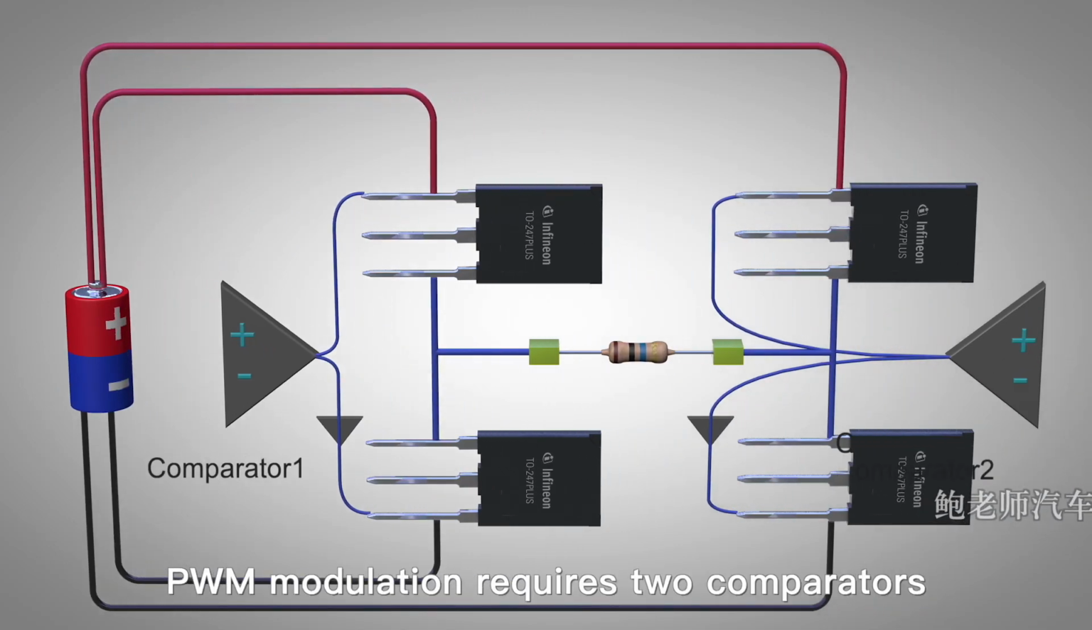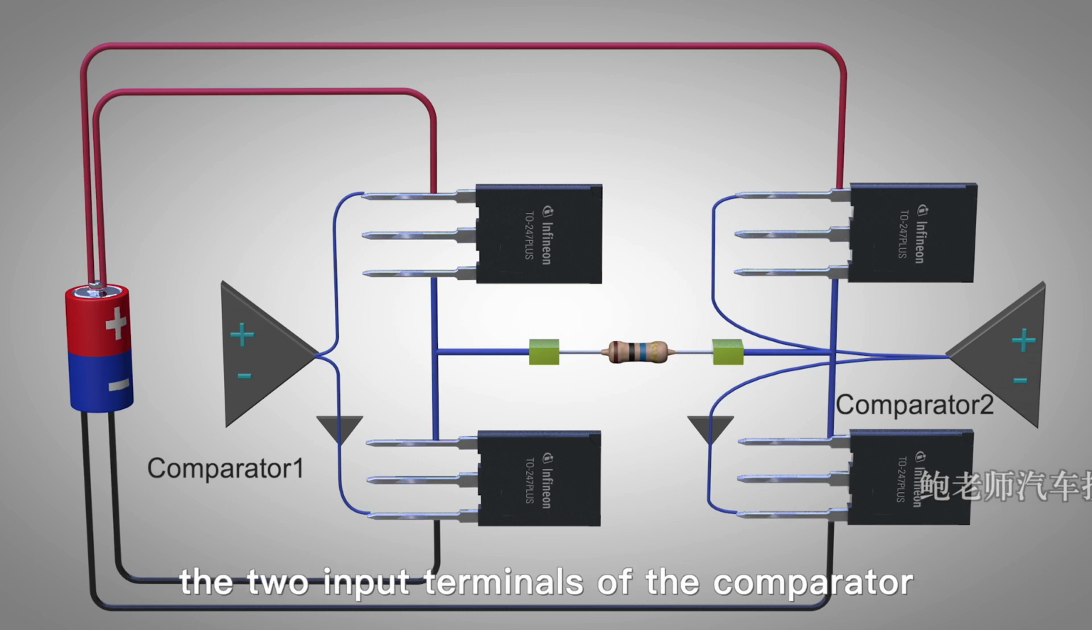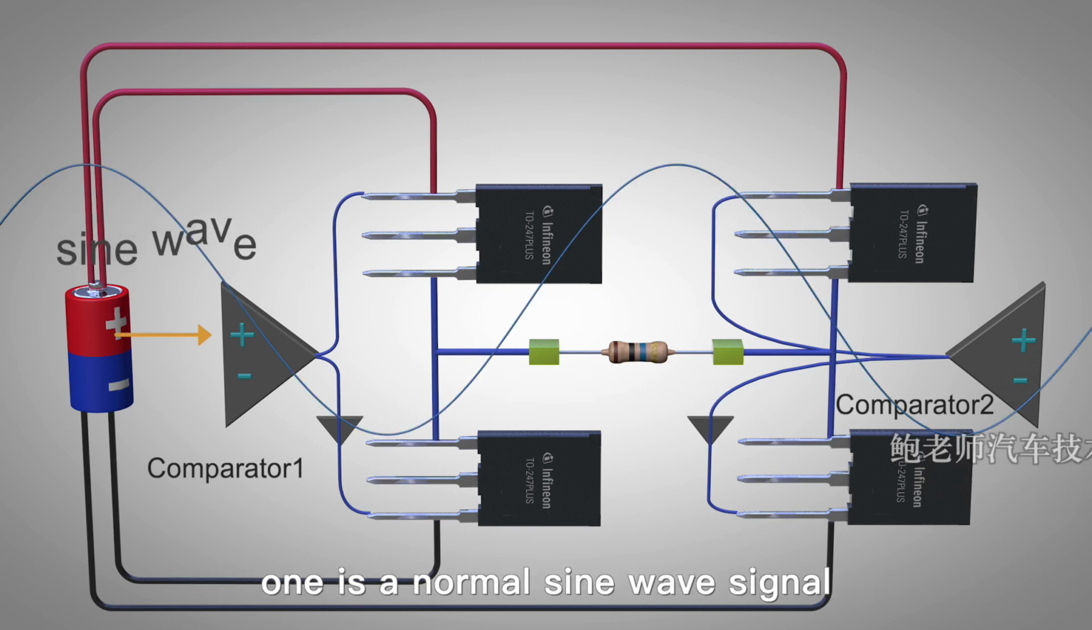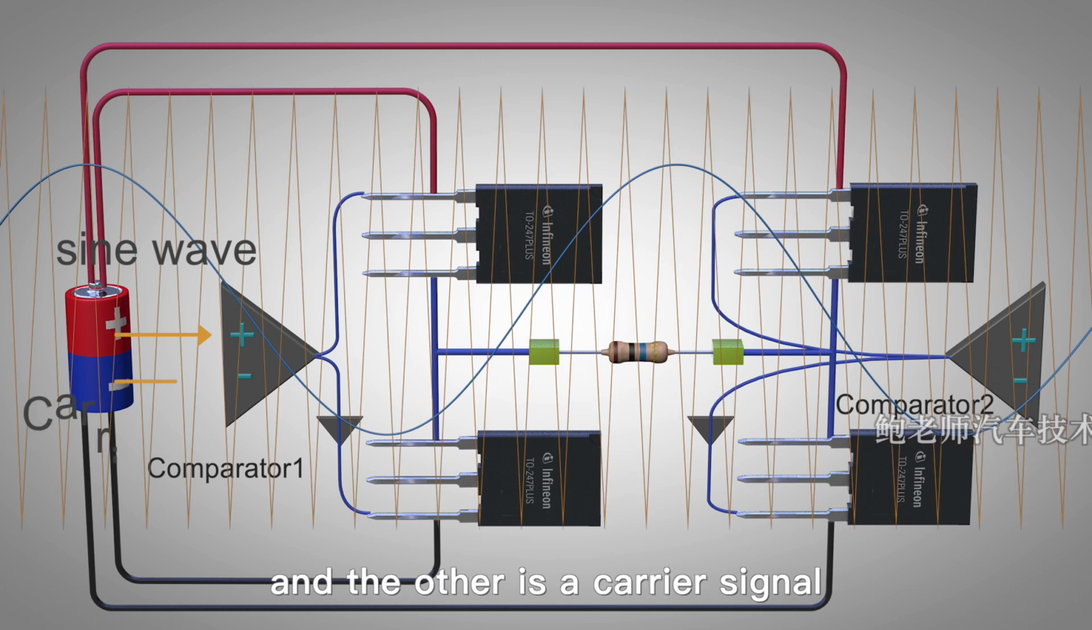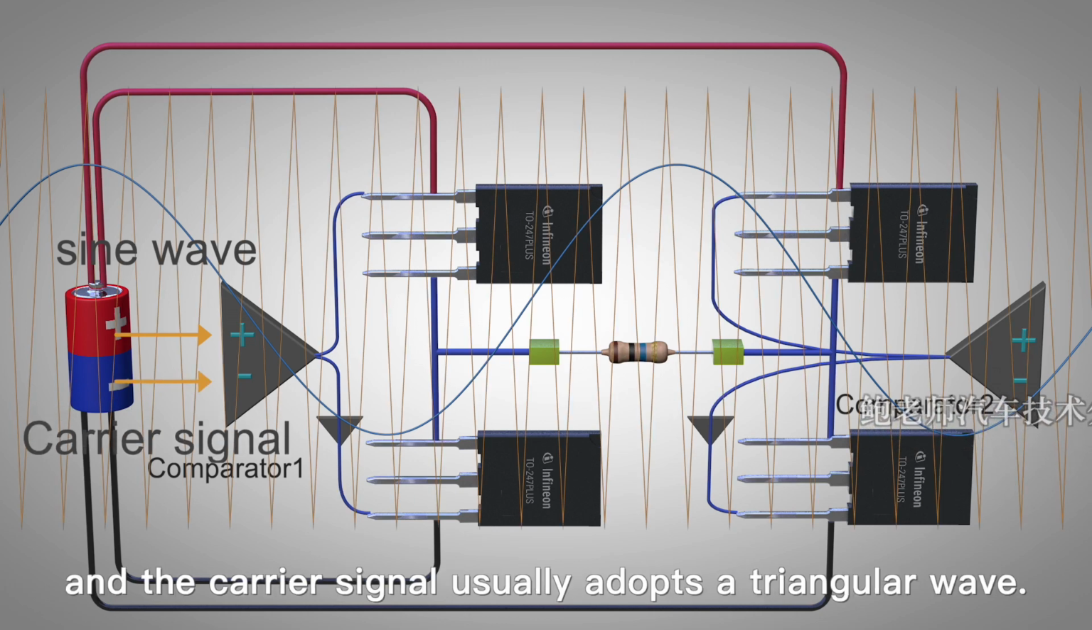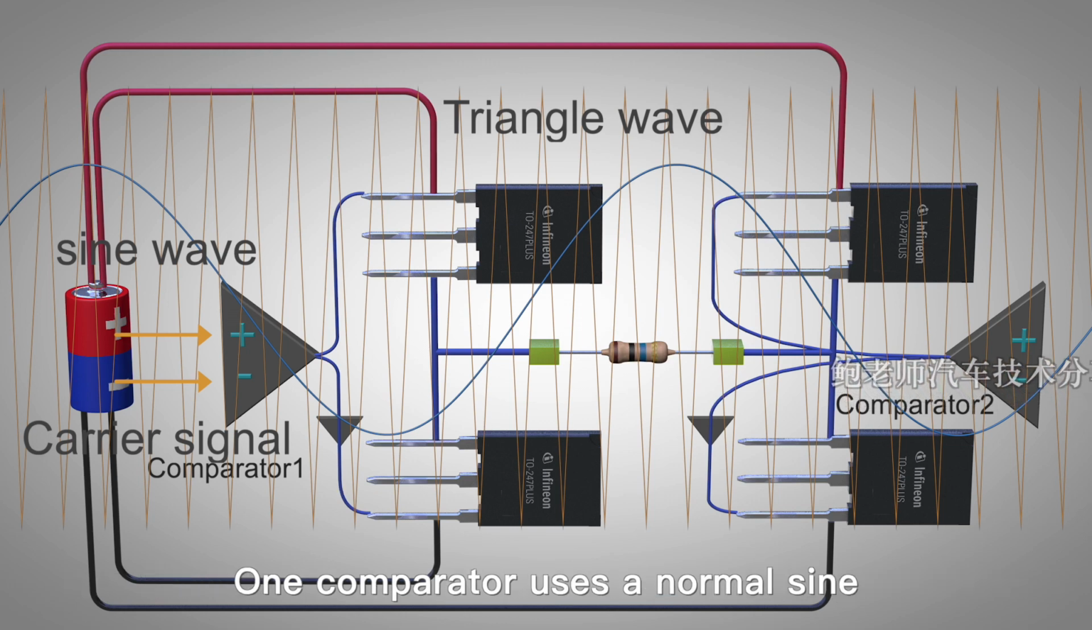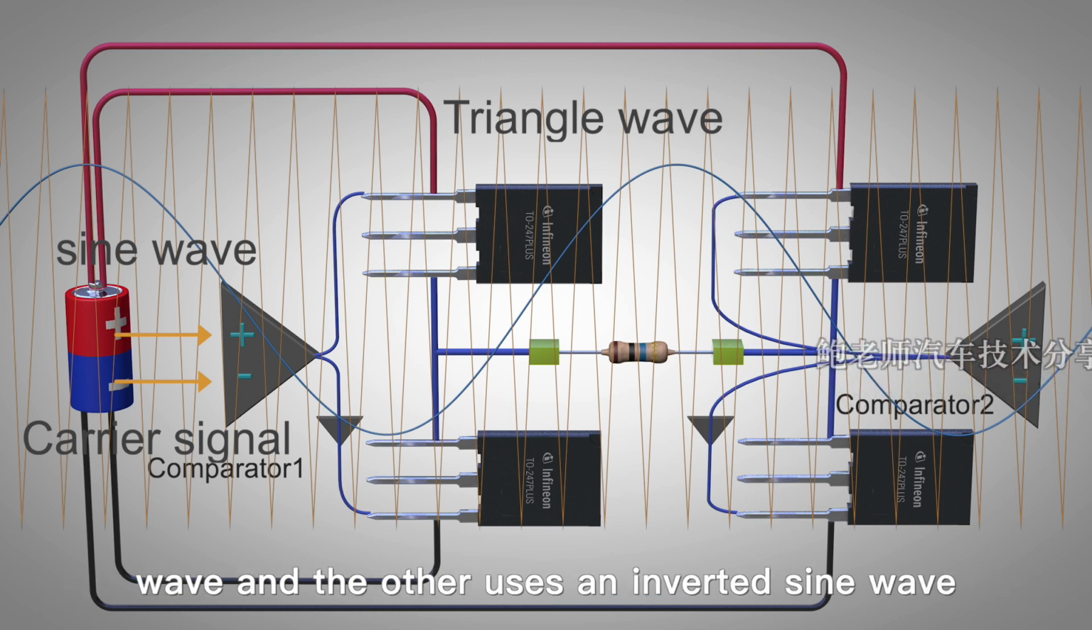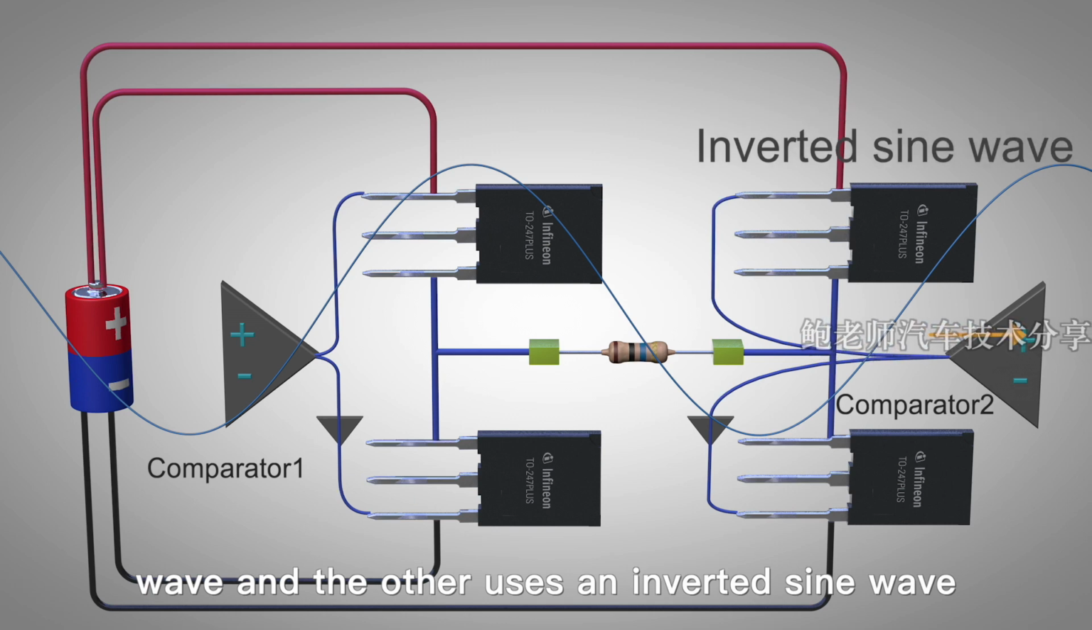PWM modulation requires 2 comparators. The 2 input terminals of the comparator, one is a normal sine wave signal, and the other is a carrier signal, and the carrier signal usually adopts a triangular wave. One comparator uses a normal sine wave and the other uses an inverted sine wave.